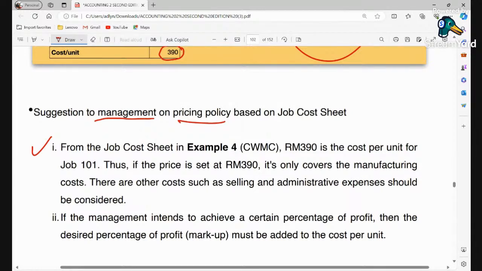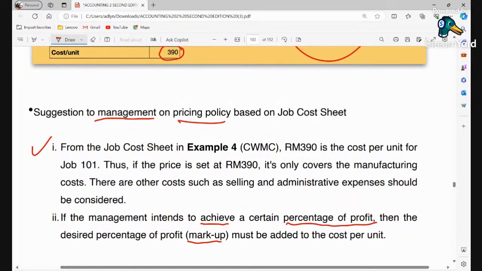So suggestion is more or less is going to be like this lah. Okay, so job cost sheet in example 4. Okay, 390 is a cost for per unit for job 101. Okay, so kalau kita set harga 390 hanya cover manufacturing cost kan. Tapi kita kena ingat kita masih ada selling and admin expenses. Okay, so you sebagai orang yang menyediakan job cost sheet, you kena bagi suggestion pada management lah. So kita kena ada certain markup, okay, to add up ataupun to achieve certain percentage of profit. So yang ni yang kita buat dalam topik 6 hari tu kan.